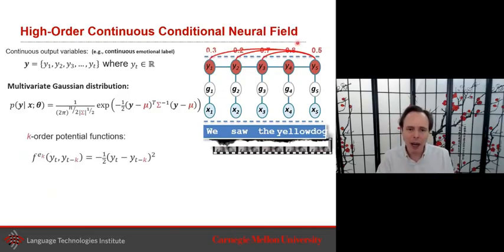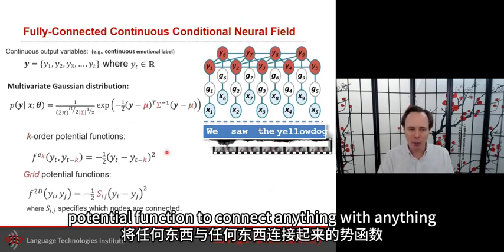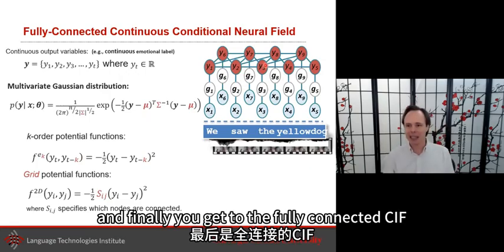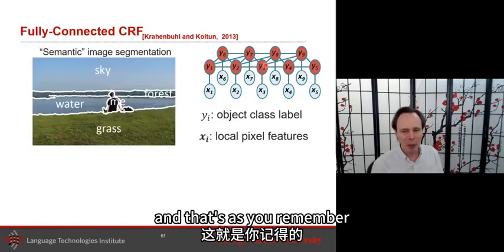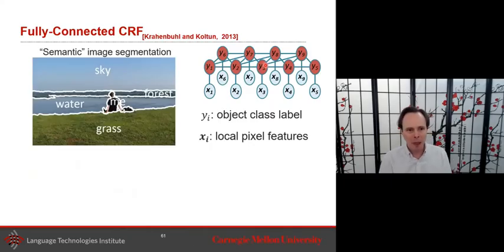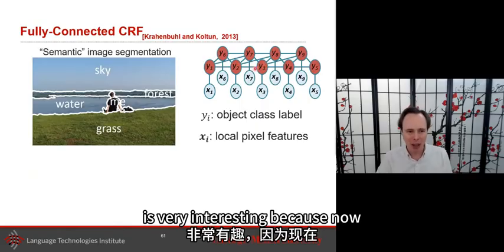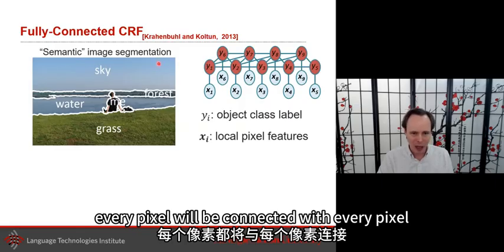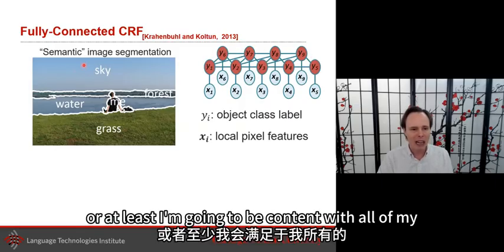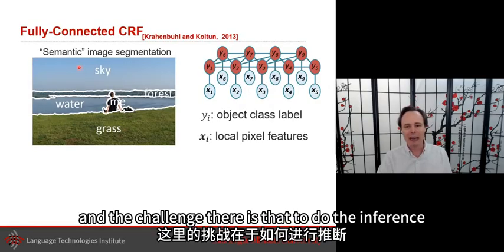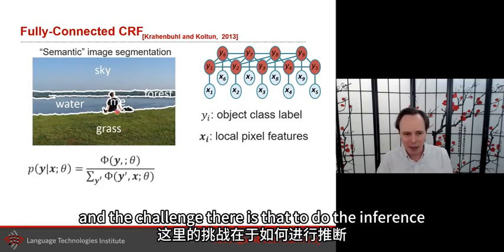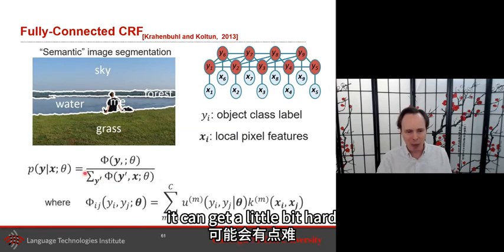The high order allows you to use certain potential functions to connect anything with anything. And finally, you get to the fully connected CRF. And as you remember, that was one of the examples I gave you. I said fully connected CRF is very interesting because now every pixel will be connected with every pixel, or at least I'm going to be connected with all of my neighboring pixels. And the challenge there is that to do the inference, it can get a little bit hard.